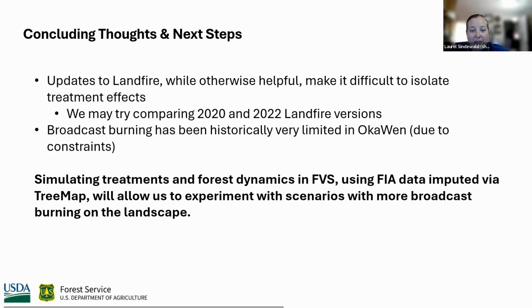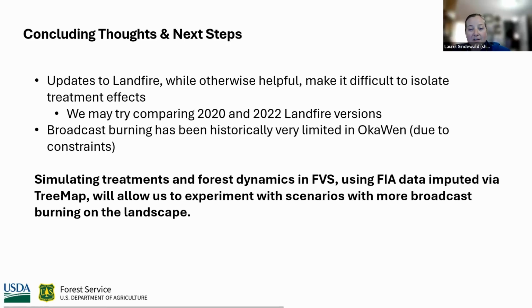So our preliminary analysis here was somewhat scuppered by the updates made to Landfire between 2016 and 2020. So we can try this again with 2020 to 2022. But fewer treatments occurred in Okanogan during this 2-year period versus the 4-year period, hence why we started with the former period. But even in the 4-year period examined here, very little prescribed fire was implemented, and much of that was pile burning. Broadcast burning has been severely limited by regulatory constraints.